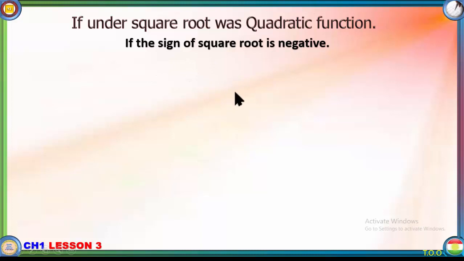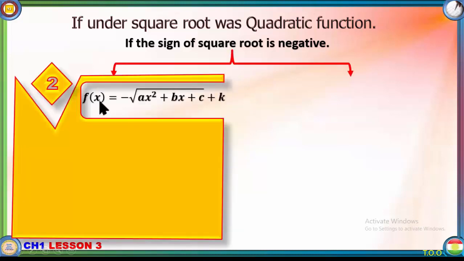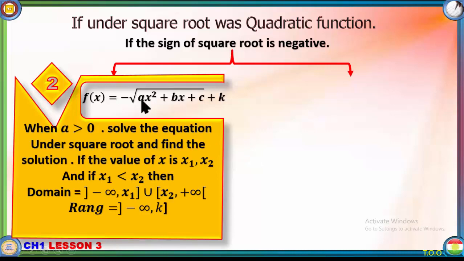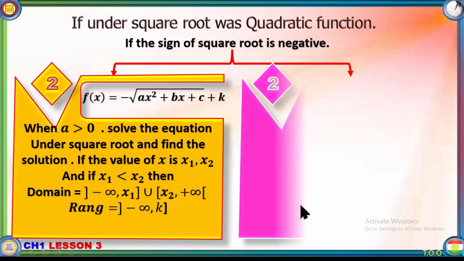And if the sign of the square root is negative, then f(x) equals minus the square root of ax squared plus bx plus c, plus k. If the leading coefficient is positive, solve this equation and find the values x1 and x2. If x1 is less than x2, then the domain is from minus infinity to x1 and from x2 to the positive infinity. But the range is from minus infinity to k.